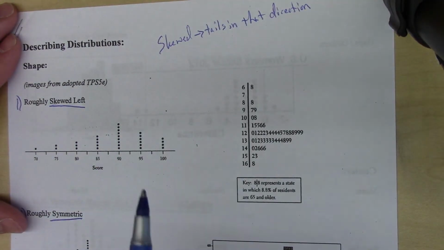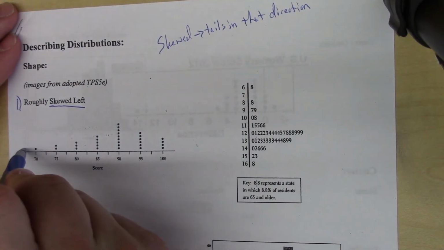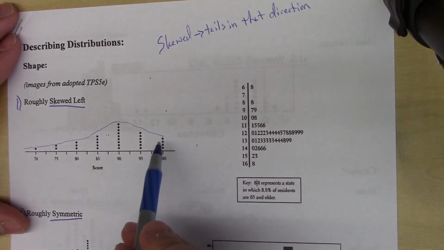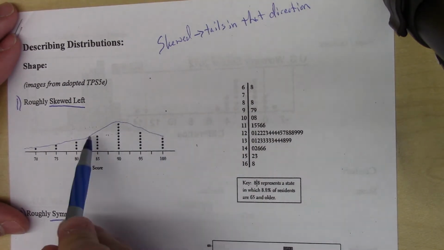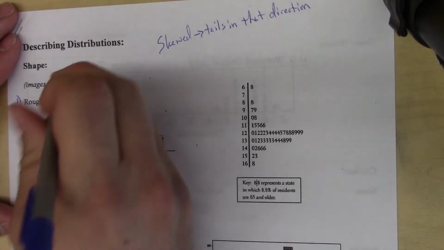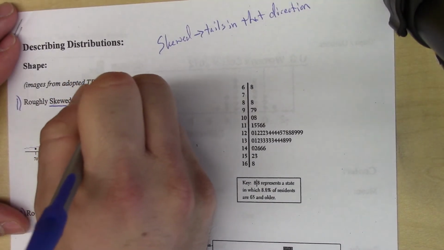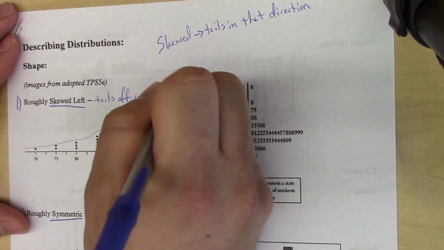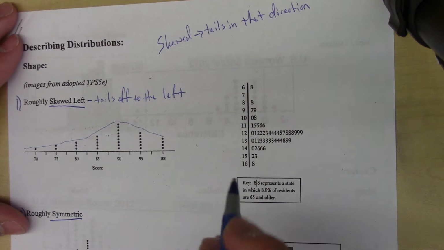So it's like you're going to build a hill over all of this data wherever you see it, whether it's a dot plot and you form a hill. You see what happens here. The majority of the information is right here, but it is skewed off to the left because it tails off to the left. Hence tails left. And again, I'm going to write tails off to the left. Okay. Same thing happens here.